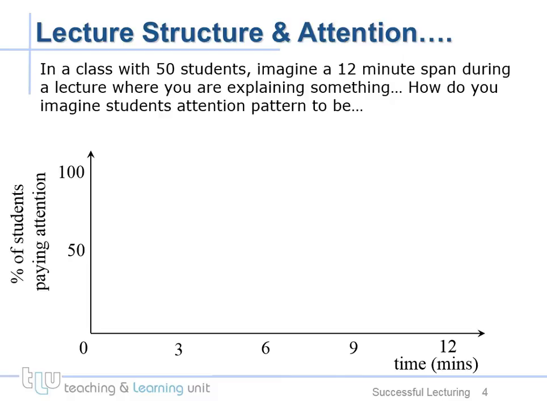Imagine you have a typical class of 50 students, and imagine any 12-minute time span in that class. It could be the first 12 minutes, the last 12 minutes, or some period in the middle when you're explaining something to those students. That's my horizontal axis, the 0 to 12. On the vertical axis, we've got the percentage of students that are paying attention. What do you imagine that might look like? First of all, do you understand what I'm asking you?